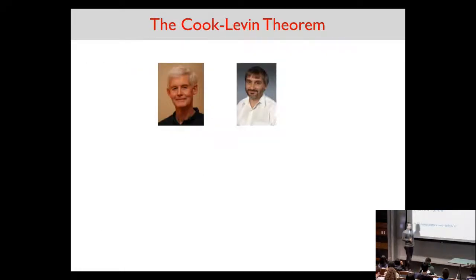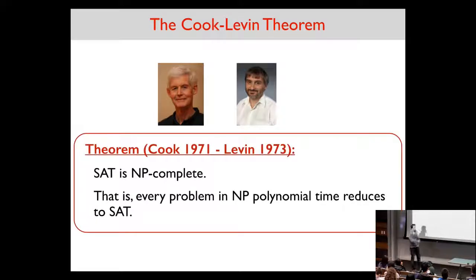But it turns out that these two guys, Cook and Levin, are, I guess, heroes for this lecture. They showed basically in the early 70s that the satisfiability problem, SAT, is NP-complete. That is, every problem in NP polynomial-time reduces to SAT. Now, they proved this independently. Cook proved it in '71, Levin in '73.